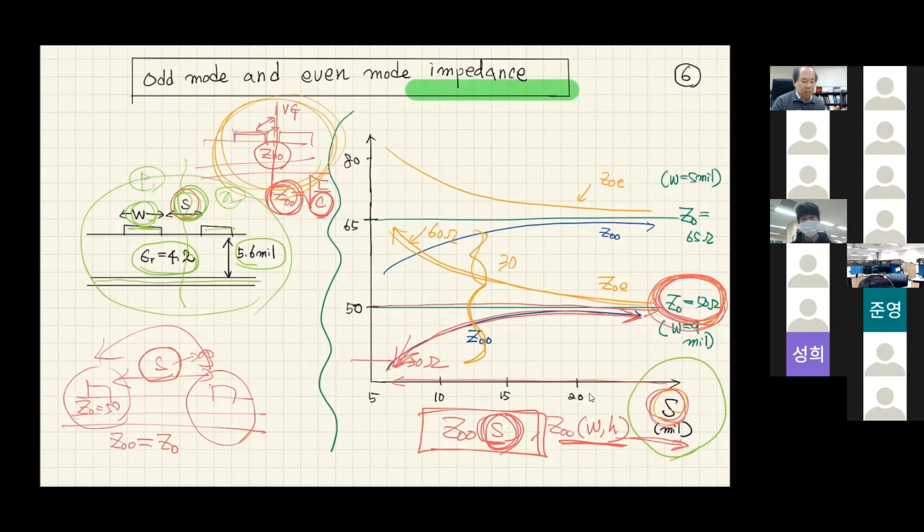That's a big mistake. If the two lines are very close to each other, we have a big difference between the even mode and odd mode. So if you are not properly designing the terminations, in this case, you're going to have severe reflections of even mode and odd mode.